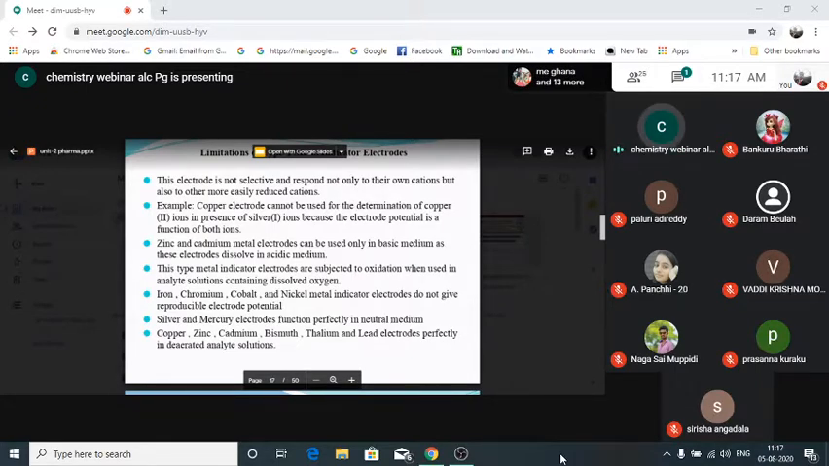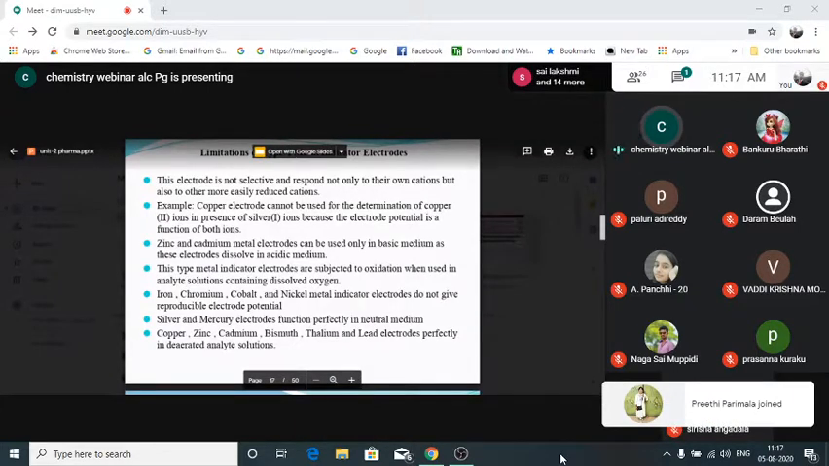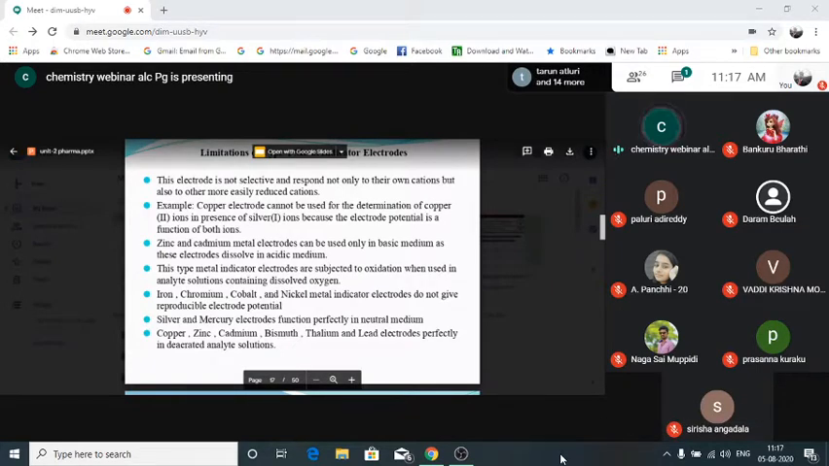So always when you use the indicator electrodes, you have to be very careful regarding the nature of the medium in which you are going to dip the indicator electrodes, and whether oxygen is present or not in the given analyte solution. All these things you have to take care of before you dip the indicator electrodes into the given unknown analyte solution. Is it clear?